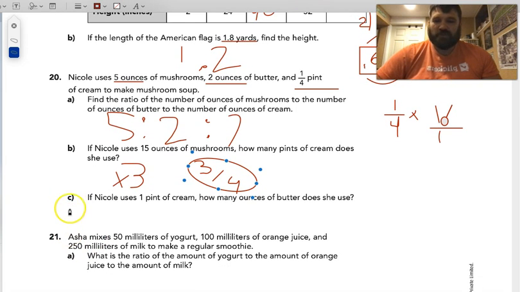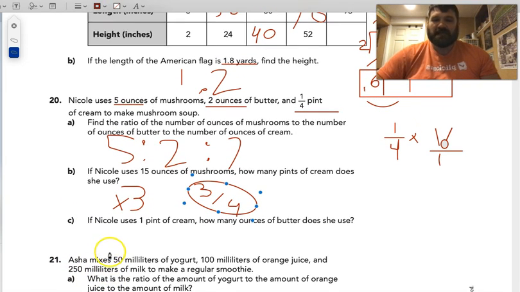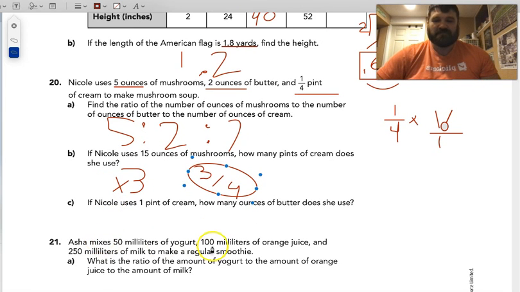If Nicole uses 1 pint of cream, how many ounces of butter does she use? Wow. So that's 4, right? Because a pint would be all 4 of them. So if our whole is telling us that there's 4, that would mean we're going to use 4 of these. So if we're using 4 quarters, how much butter will you use? Well, 4 butters too, right? 4 times 2 would be 8 ounces.